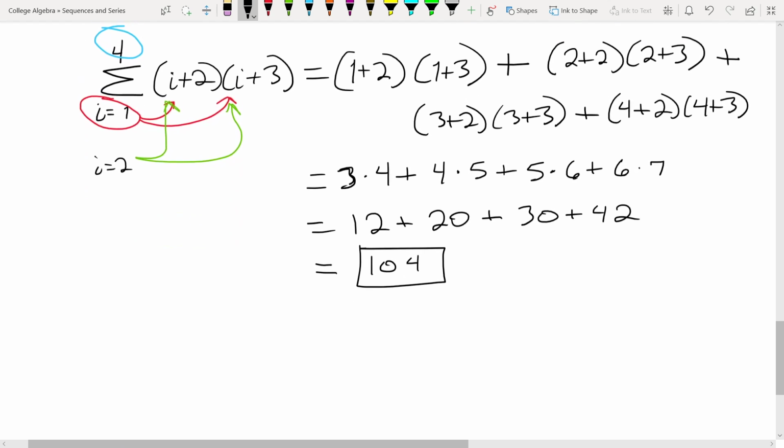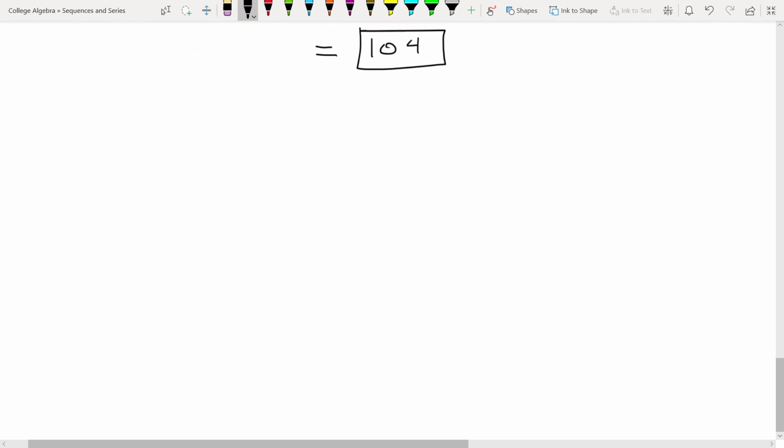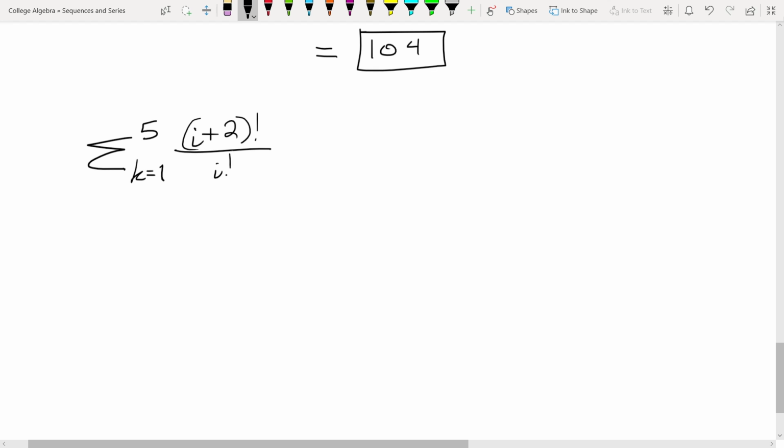Okay? Now, we're going to be looking at another one here. The sum from k equal to 1 up to 5 of (k plus 2) factorial over k factorial. Let me rewrite this a little bit better. And we're not using i's, we're using k's actually. So let me change the indices here to conform, so we have the same index.